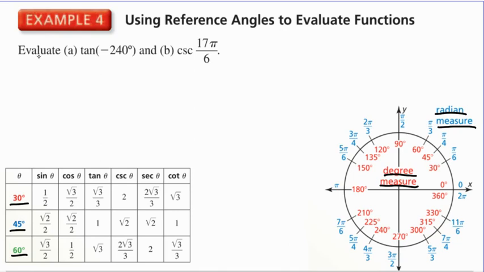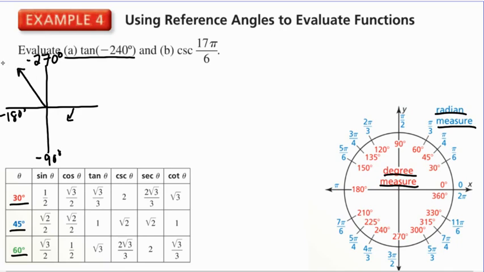So first, if we want to evaluate the tangent of negative 240 degrees, I'm going to draw my reference angle. Negative 240 goes in the negative direction. This would be negative 90 degrees, this would be negative 180 degrees, and this would be negative 270 degrees. So negative 240 is close to negative 270. I'm going to draw my reference triangle so that I know my reference angle, this angle right here. How far is it from 180 to 240?